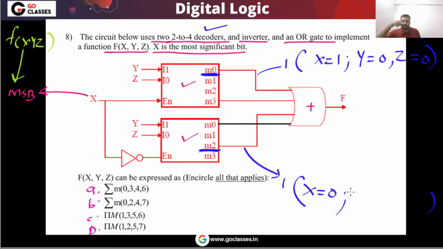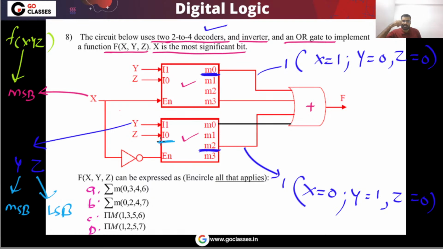And when y is 1 and z is 0, remember y is the MSB here. Y comma z, this y is the MSB and this z is the LSB. Please understand, this z is LSB. So I can say if x is 0, then this decoder will be active, and when y is 1, z is 0, then this line will become 1. When x is 0, y equal to 1.